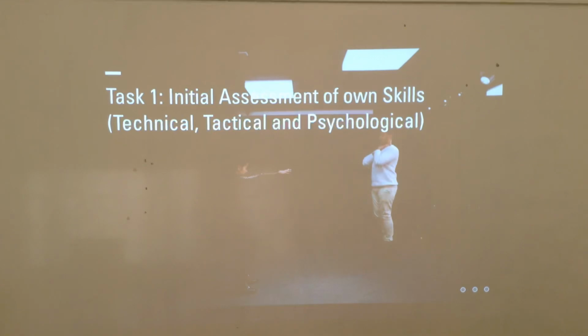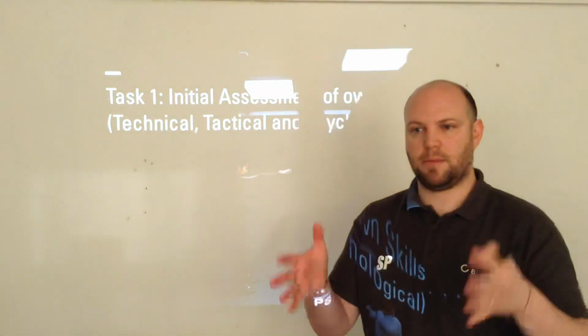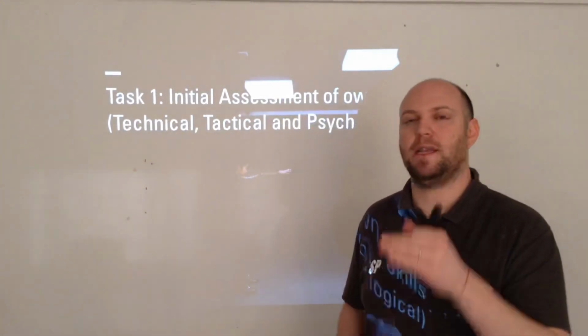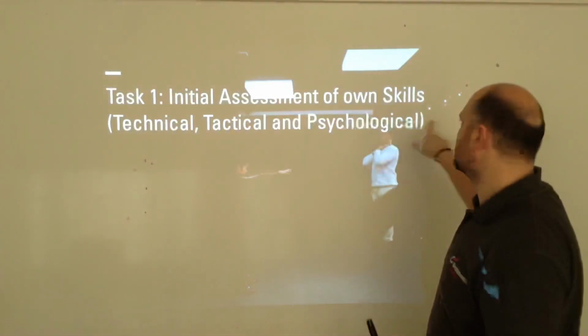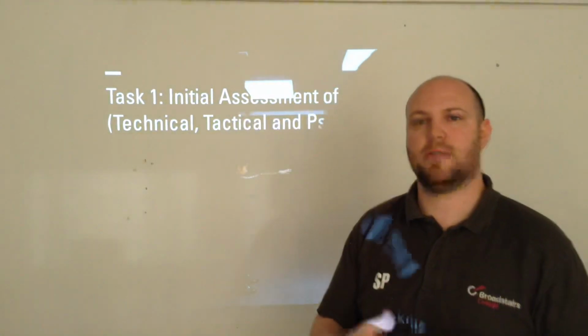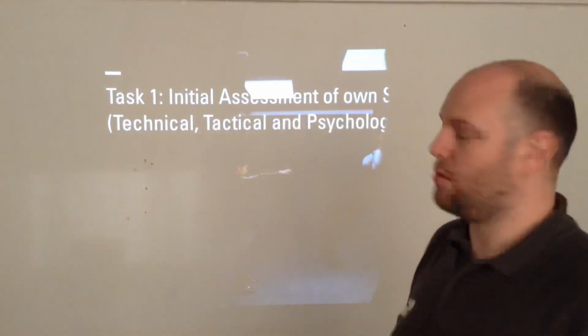So task 1. Task 1 is your initial assessment of your own skills. So task 1 is all about doing something before the 6-week program. This is doing your initial assessment. How are you at it now? So you've got 3 areas: technical, tactical and psychological. 3 areas that you need to test out before you set a 6-week training program.